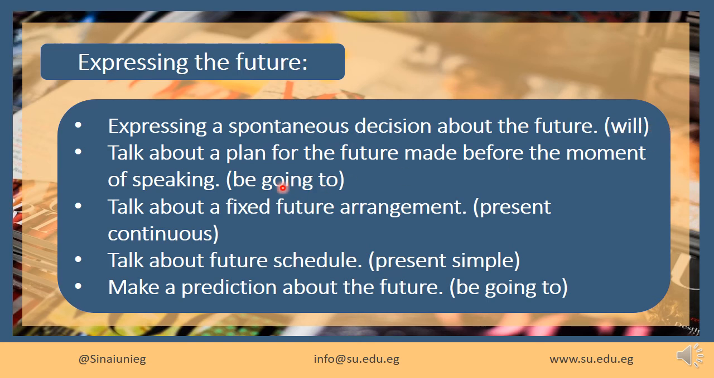The second form is be going to, and we use it to talk about a plan for the future made before the moment of speaking. And also we use it to make a prediction about the future. The third form is the present continuous, and we use it to talk about a fixed future arrangement. And the last form we can use to express the future is the present simple. Yes, we can use the present simple to express the future, and we use it to talk about a future schedule.